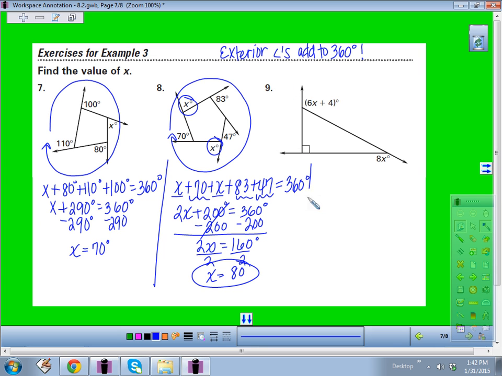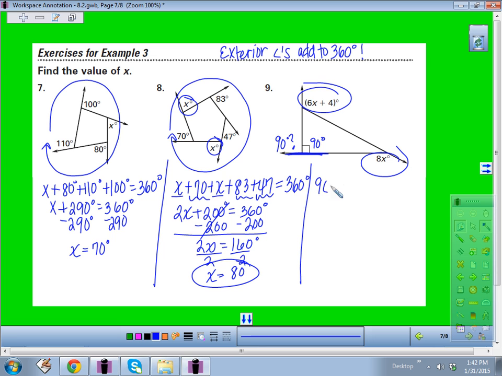And the last one, number 9, is a right triangle. I have this exterior angle and this one, but I do not have the value of this one. But we know that since this is a linear pair, they should add to 180. So if this is 90, 90 plus what equals 180? Well, that's going to be 90 as well. So we've got to remember that first.